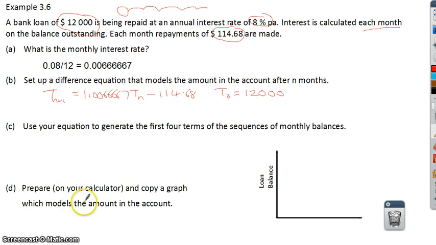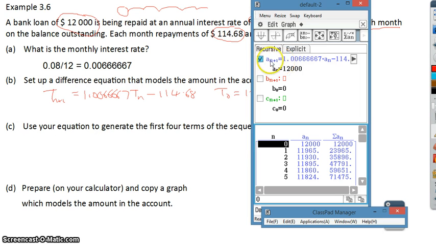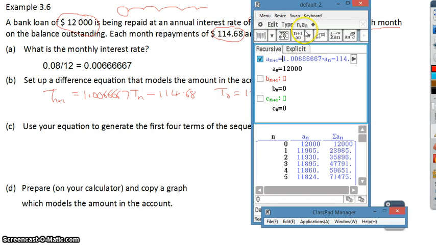Use your equation to generate the first four terms. So use your calculator. Now you can see I've already typed it in here. I've got an plus 1 in my recursive sequence, 1.00666667 times the nth term minus 114.68. Now I'm using A0 as I said before, which you can select from here. You can do A0 there. And I'm starting at 12,000.